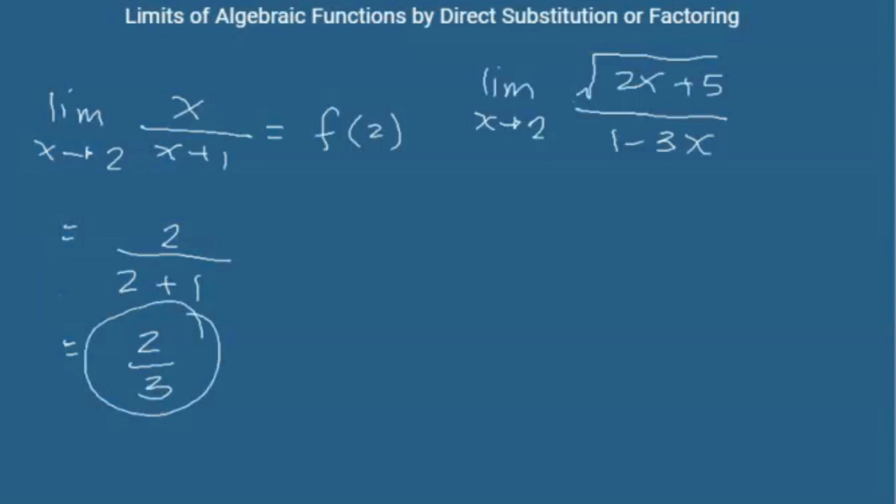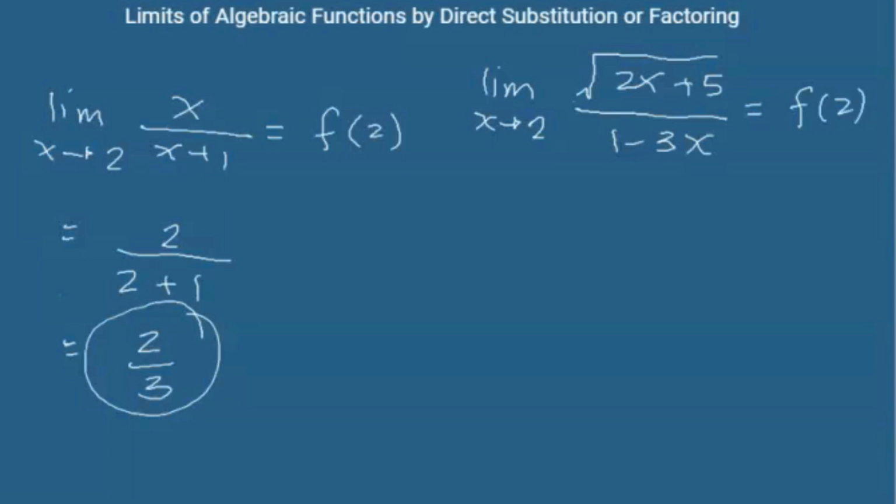Next one, we have the limit of the square root of 2x plus 5 all over 1 minus 3x as x approaches 2. Since we have a denominator and there is a subtraction in the denominator, we want to make sure that by substituting 2, we will not get 0 for our denominator. So by checking, it's not going to be 0. So we can continue by substitution.